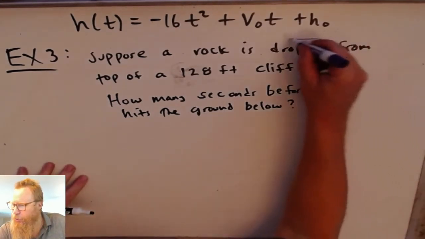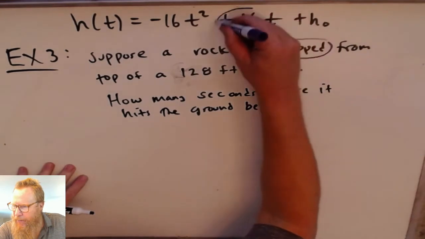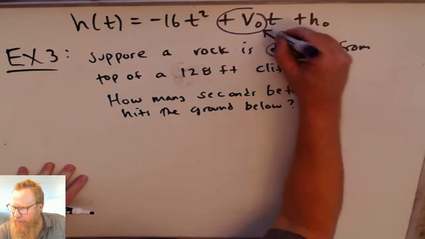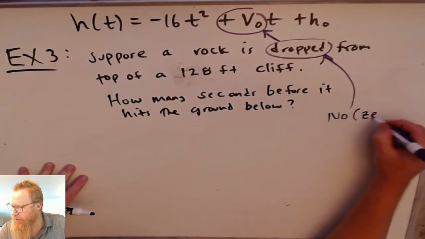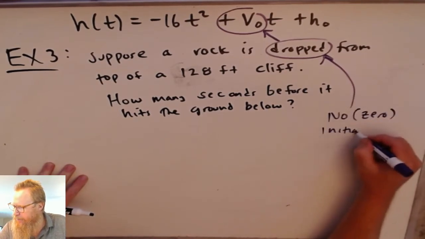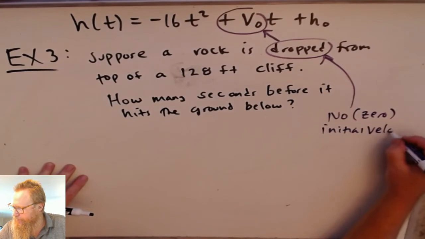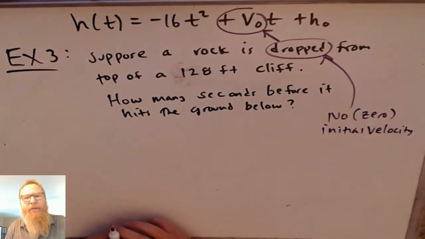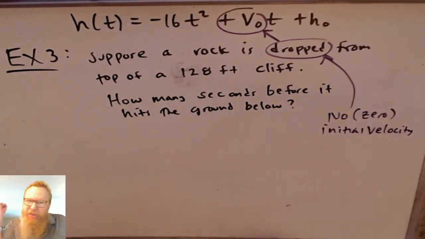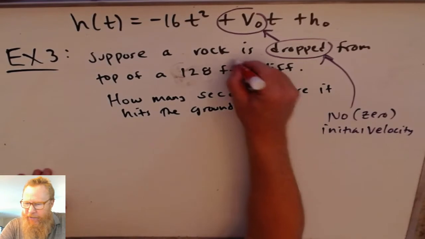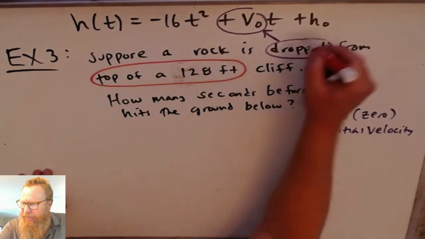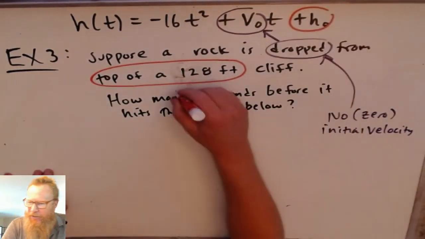Okay, so it is dropped. If you drop something, that means there is no, or zero, initial velocity. You're just dropping it. So you're not throwing it, you're just dropping it. Okay. A 128-foot cliff, that's the initial height.